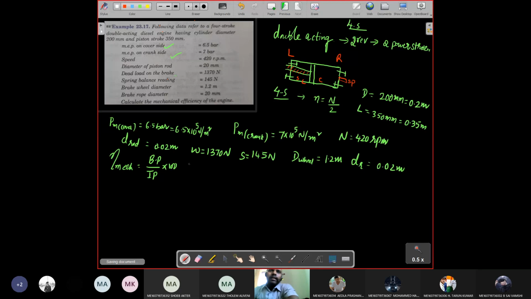Here there is no problem in calculating brake power, so the brake power can be calculated directly: W minus S into pi into capital D plus small d, because both the diameters are given, into N by 60,000. We will get the brake power in kilowatt. Any doubt in calculating the brake power? Tell me.